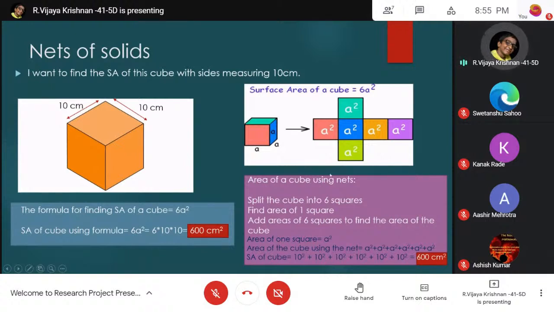Now, how to find the area of the cube using its net? First, I am going to split the cube into 6 squares. Then, I am going to find the area of 1 square. After that, I am going to add the areas of 6 squares to find the area of the cube. Area of 1 square is equal to a squared. Area of the cube using the net is equal to 6a squared. That is 600 centimeters squared, which is the same as what can be calculated using the formula.